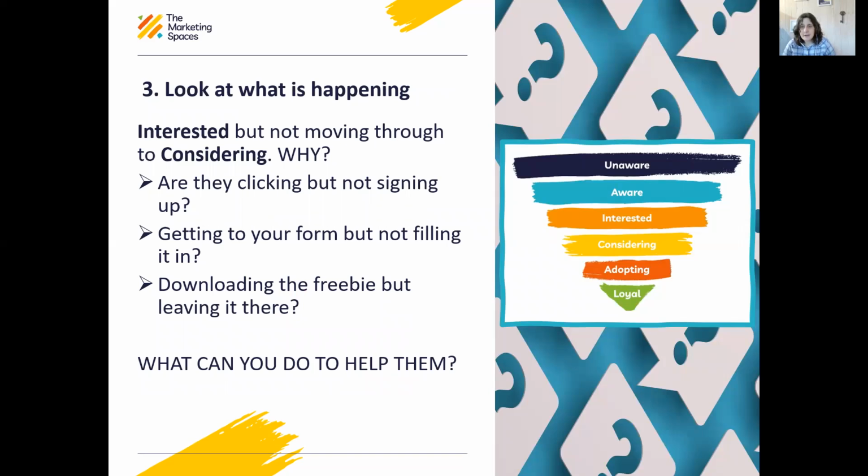Is it that they're downloading the freebie? So, that's a real good point. They're downloading the freebie, but they're not going any further. Look back through your data. What's going on? Is it that your emails are going into spam, so they're not finding them? Is it that actually the freebie you've offered doesn't let them know what you do? Is there a call to action at the end of your freebie? If you're offering a white paper, a free gift, a free opportunity to try something, do they know what the next step is? Do they know where they can go to next? Dig into it. What can you do to help them?